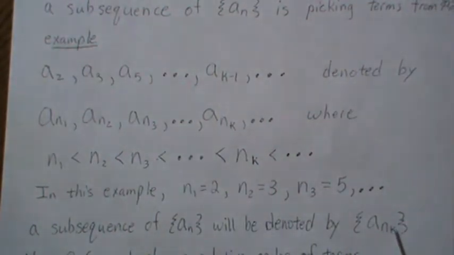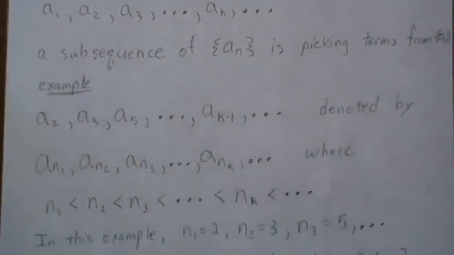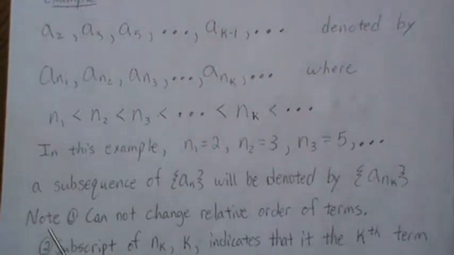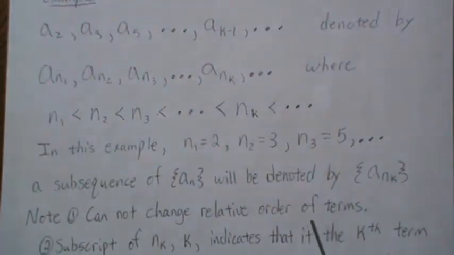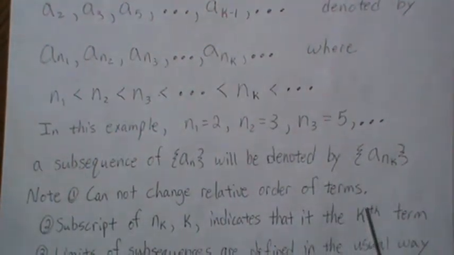Now there are a few notes here. When you're picking a subsequence, you can't change the relative order, meaning we couldn't have put a_2 first and then a_1 second, because that's switching up the terms. You can only go in order. So we'll go through some notes here. Cannot change the relative order of terms. Now the subscript on n_k, which is k, denotes that it's the kth term in our subsequence.